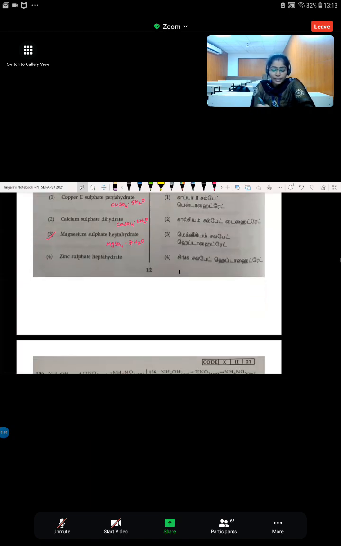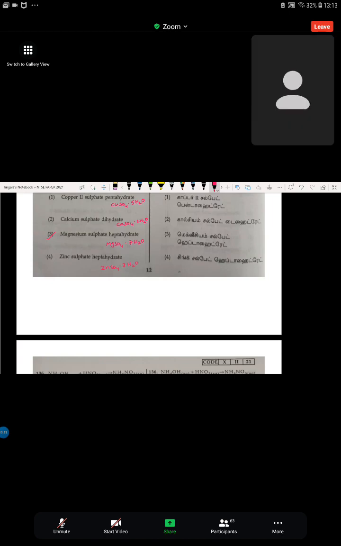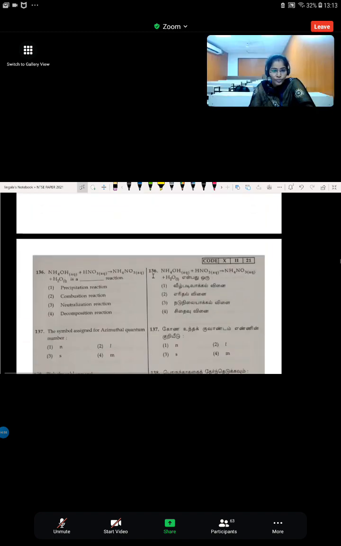Clear? Zinc sulfate, ZnSO4.7H2O, what do you call it, ma? White vitriol. Right answer. White vitriol. What is the formula of green vitriol? FeSO4.7H2O. Yes, FeSO4.7H2O. Okay.